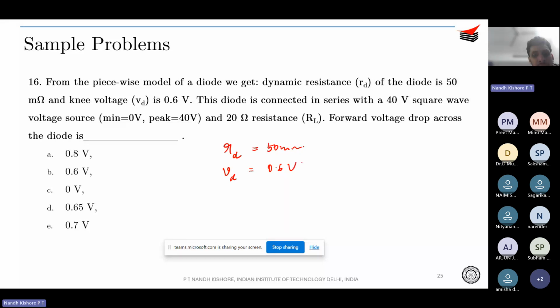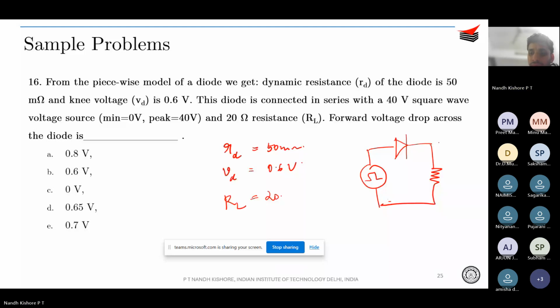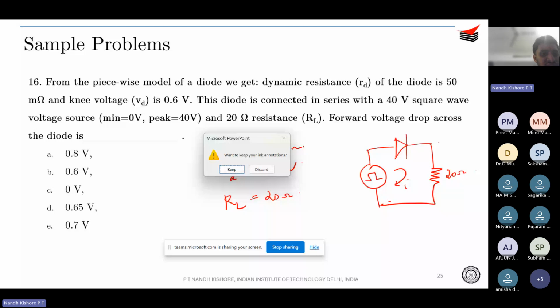Okay. And what do they do with the diode? They have a voltage source and a diode over here, and then a load resistance of 20 ohms. And of course there will be a current. Okay, so I will use another slide.